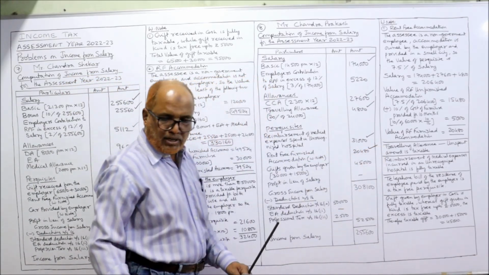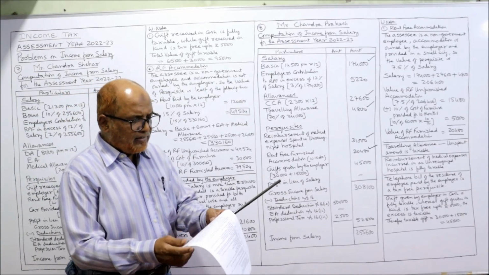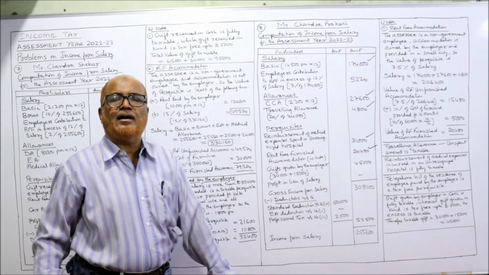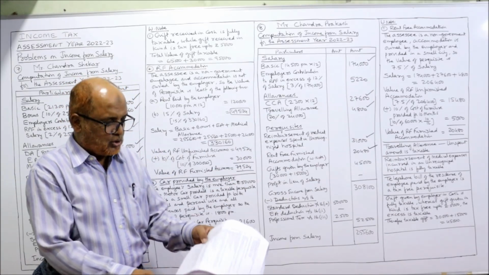Next item is telephone bill of the residence paid by the company, which is completely tax-free, exempted in working note, right.